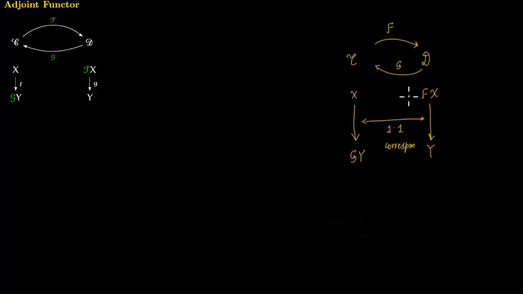So let us write this more formally. Again we are copying this diagram right here. You have category C, you have category D, you have a functor going from C to D, and you have a functor going from D to C. This map is F, this map is G, and adjunction means that there is a one-to-one correspondence.